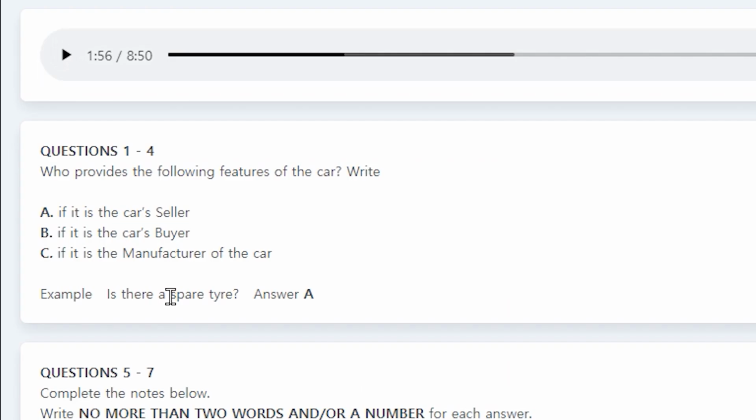Okay, so you can hear that in that one for the example, he said we make sure there's a spare tire. So the man who's talking is the man who's selling the car, so that's how we know the answer is A, it's the car seller. Because he gave some examples of the things they give you with the car. So that's where we get the example from.